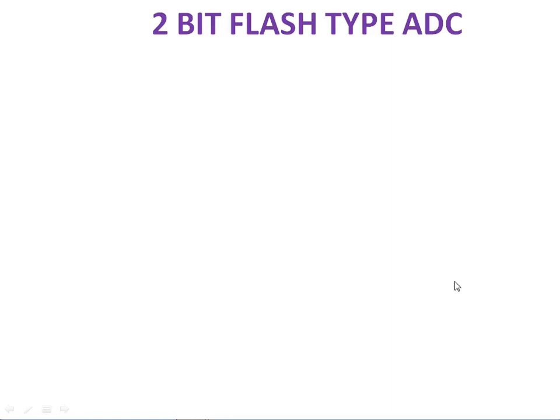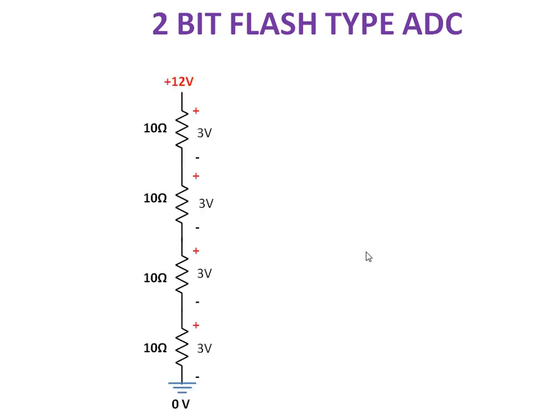Let us discuss the 2-bit flash type ADC. I hope you know the basics of potential division or voltage division though. So I have four 10 ohm resistors, all connected in series.